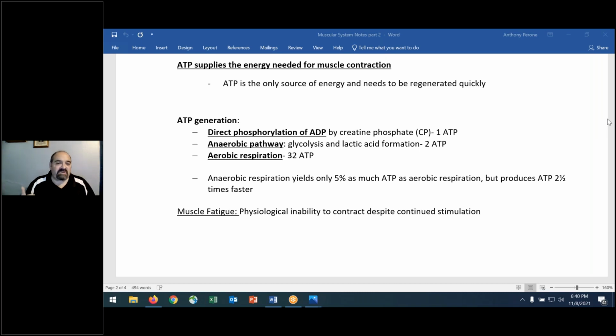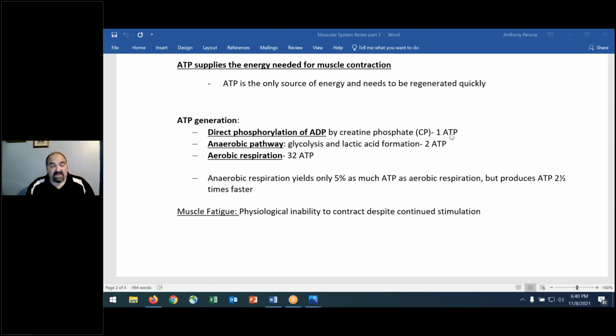Okay, so the production of ATP, very important, right? You'll see here that aerobic respiration produces 32 ATP. So this is really, in the presence of oxygen, the most important and longer lasting production of ATP. You'll see here direct phosphorylation of ADP, right? So adding a phosphate to ADP, creating ATP. So this is ADP, 2 phosphates, ATP, 3 phosphates, right?